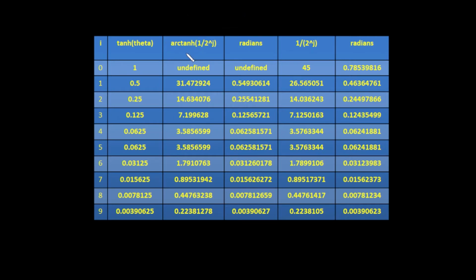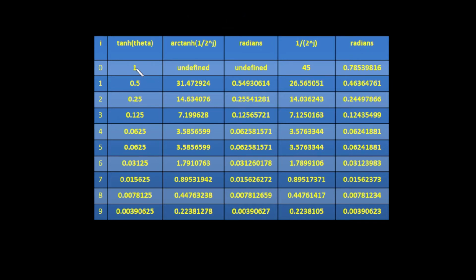We've got our arctan of 1/2 to the j, which is this set of angles here, and we've also got a copy of these in this column here in radians. And we also have our set of angles which is given by 1/2 to the j, which are these angles here. These are the same as we've seen in the previous video when we looked at the linear and also the circular approximations. And we've also got those angles in radians.